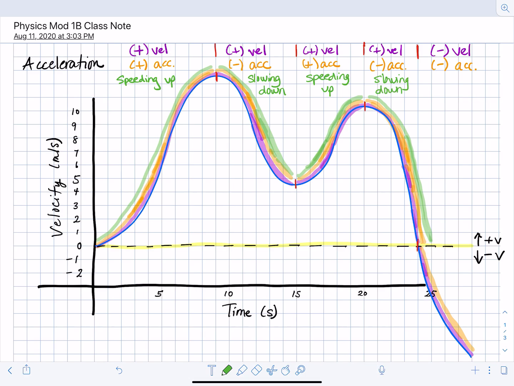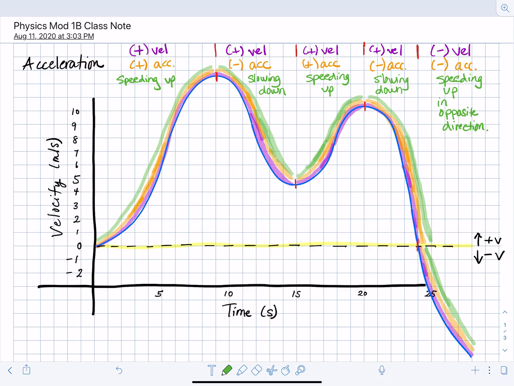And then finally, our next section, I've now got a negative velocity and a negative acceleration. So when I have the same signs in my velocity and my acceleration, that means the object is speeding up. So what does that mean in this particular segment of this graph? Well, it means it's speeding up, but in the opposite direction. That's what that means.